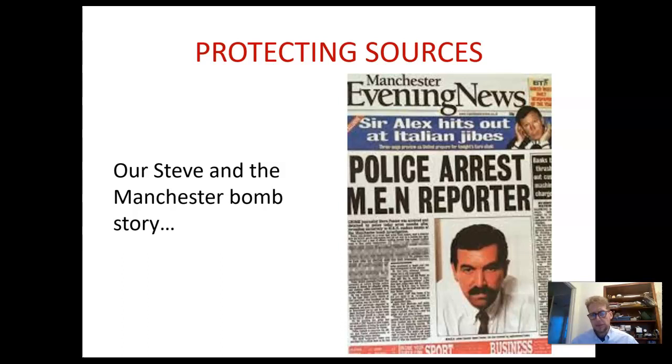And that was a very difficult situation to be in, because the judge was ordering Steve to reveal his source, so it was a contempt to say no. But on the other hand, we've got all of those other things. We've got the Shield Law, we've got the European Convention of Human Rights, and we've got the IPSO and Ofcom codes telling us that it's our professional duty not to reveal our sources.